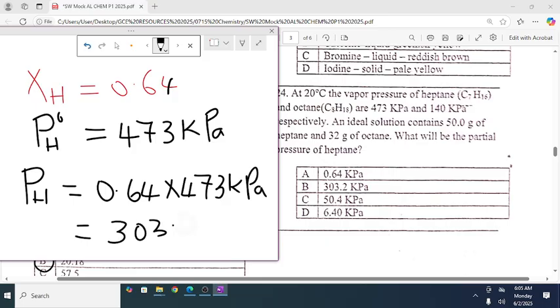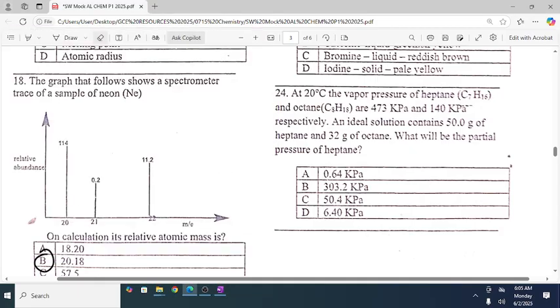I was very sure that I could solve this question. So 303.2 kilopascals. Okay, voila. So option B should be the right option. That's our right option, option B.